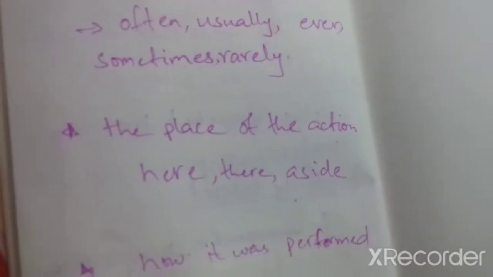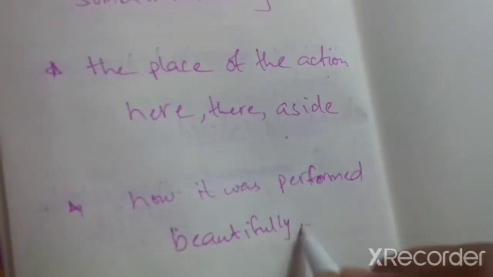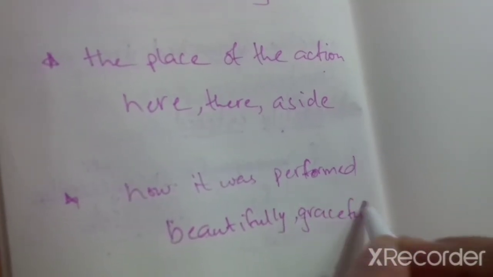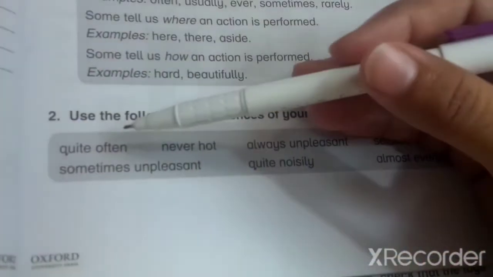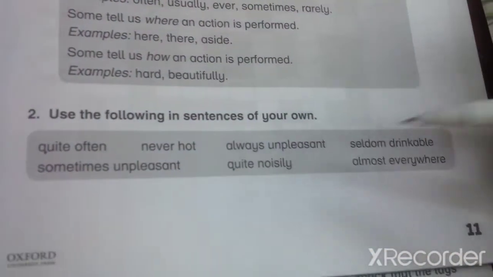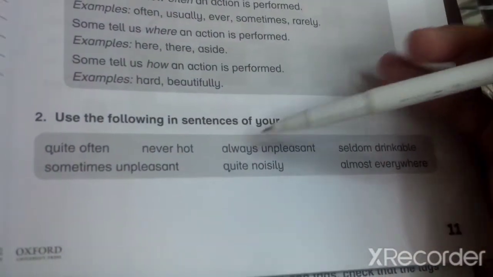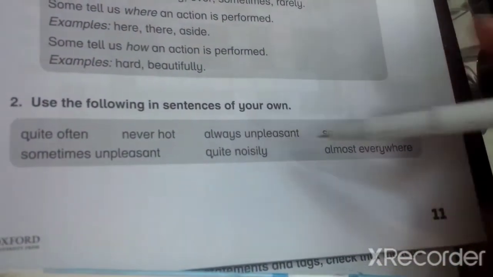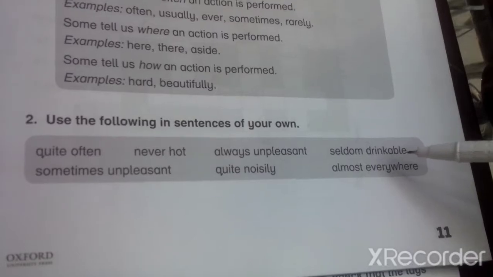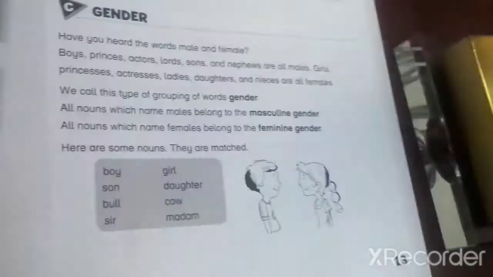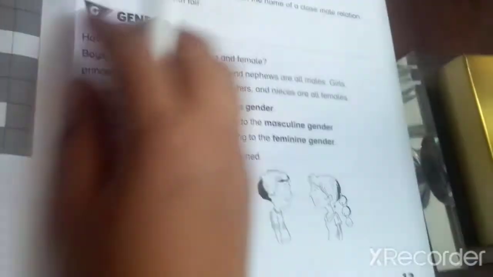For example, beautifully, gracefully, stuff like that. Okay, so basically in question number 2 you are given some adverbs over here: quite often, never hot, always pleasant, seldom drinkable, sometimes unpleasant, quite noisily, almost everywhere. Now you are given 7 phrases and you have to use these to make sentences of your own.